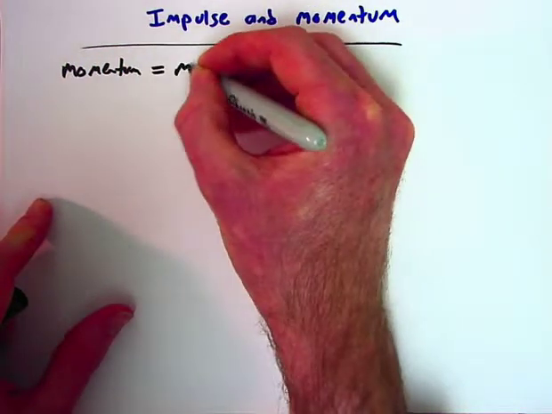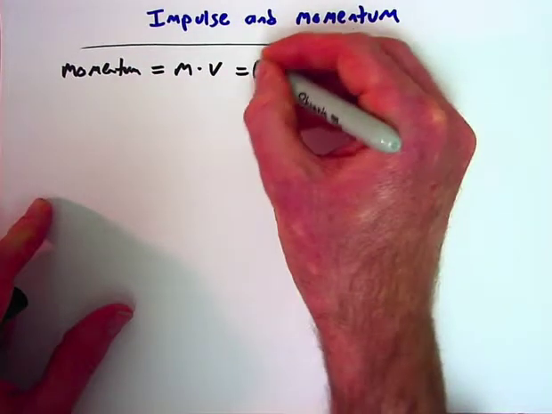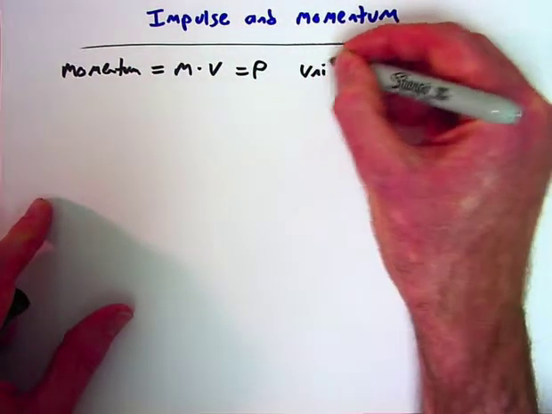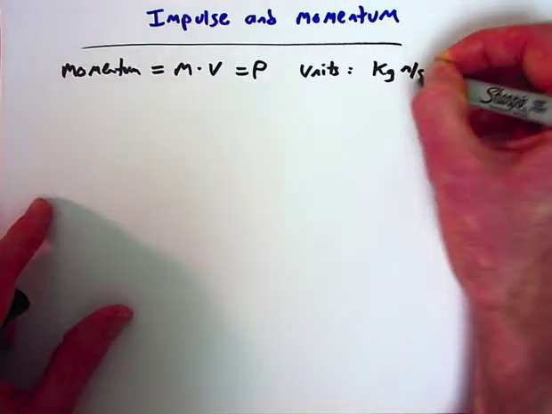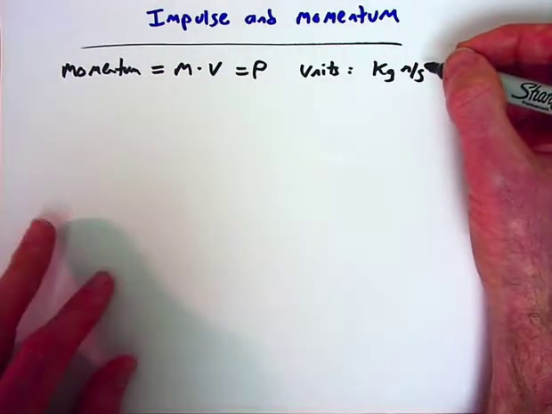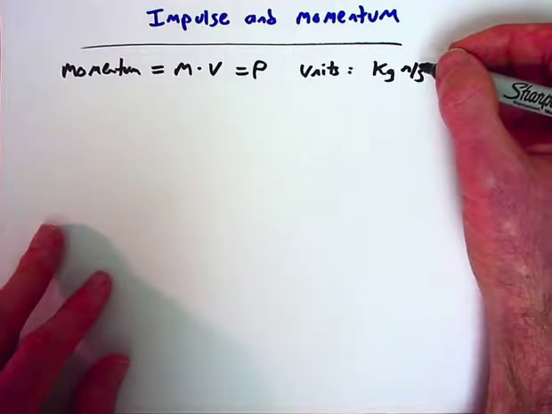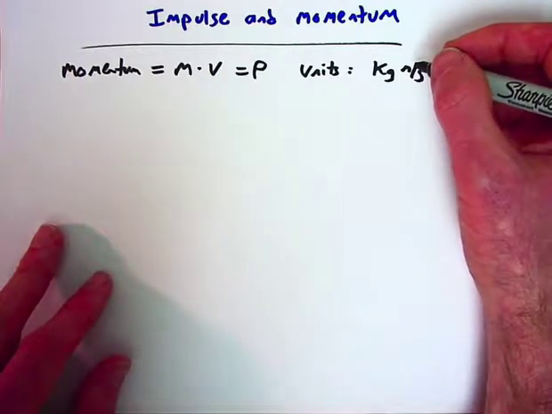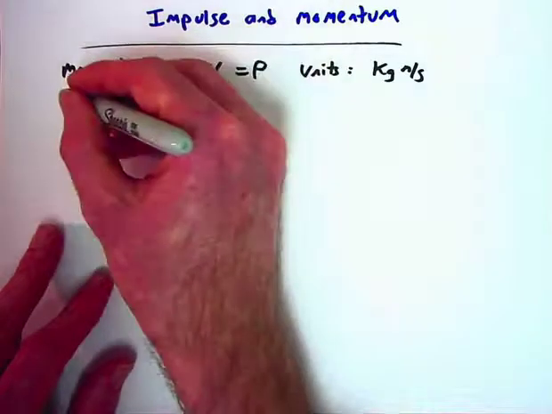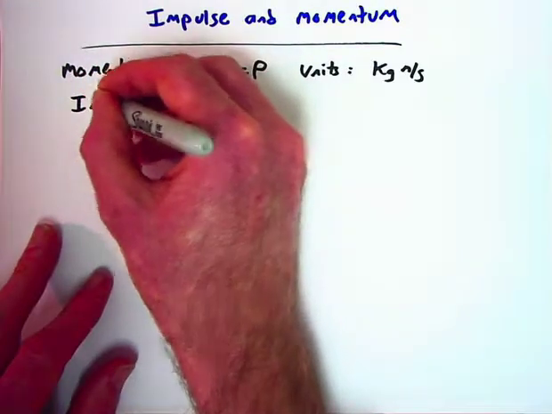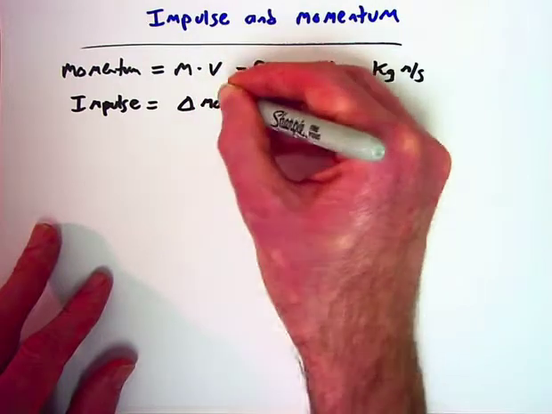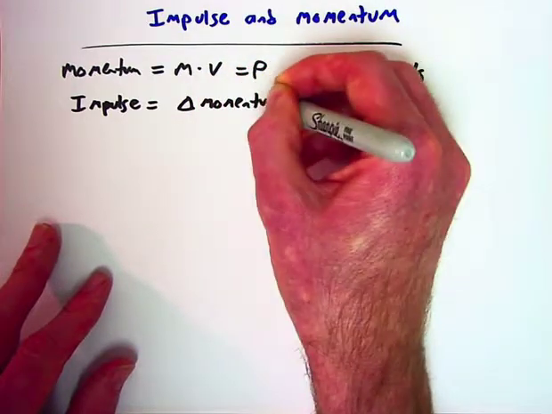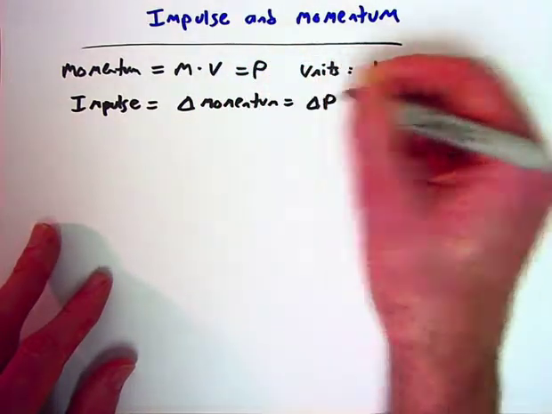Momentum is mass times velocity, and we call it P. The units, in case you forgot, are kilograms meters per second. So we do lots of problems with collisions with momentum, and we didn't really talk much about impulse last year. The word impulse actually means change in momentum. So it's how much does your momentum change.